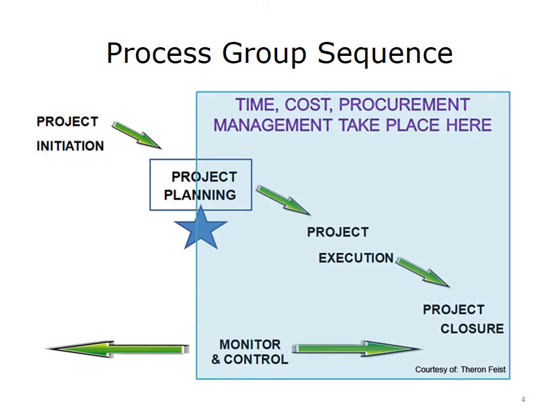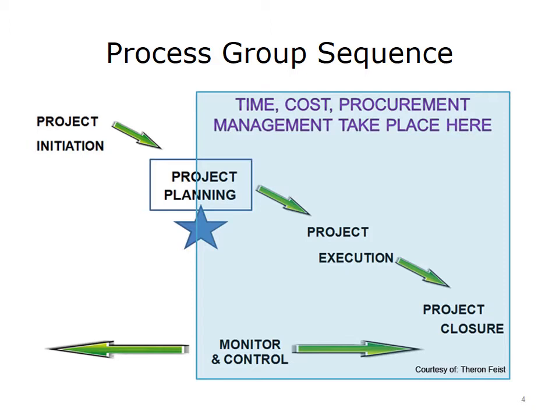This slide is intended to show where time, cost, and procurement management take place in our process group sequence. Project planning can begin at the completion of 2 key project initiation processes. These processes involve creating the project charter and having it approved by the project sponsor, identifying the project stakeholders. Once these steps are completed, the project can move forward into these phases.